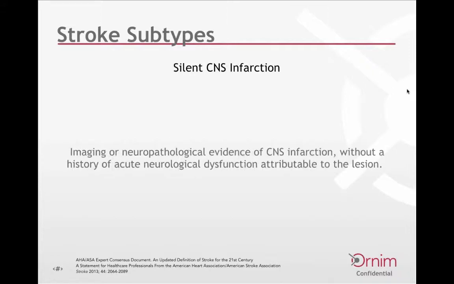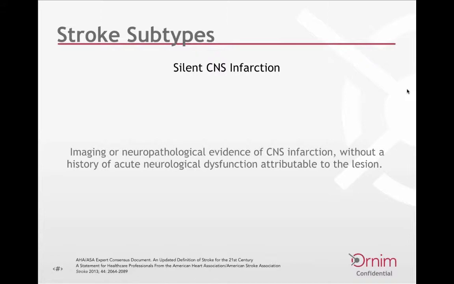A silent CNS infarction can happen. It is possible to actually have an infarction of the brain, the spinal cord, or the retina without actually having clinical symptoms for a variety of reasons. The tissue that's involved may not be eloquent tissue, or it may be in an area that is prone to developing neglect when it's involved. So a silent CNS infarction is defined, involves the imaging or the neuropathological evidence of a CNS infarction, but without the history of acute neurological dysfunction attributable to the findings.